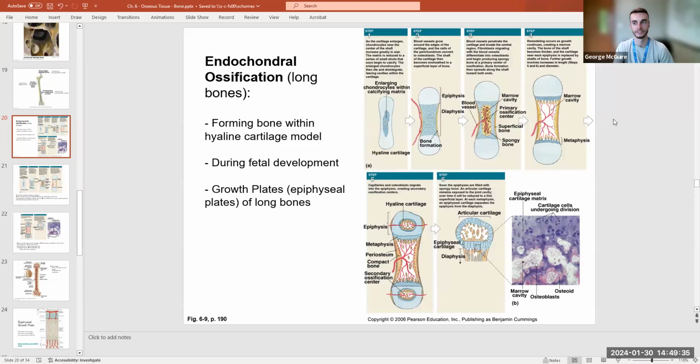The main point is that it has a cartilage model, and that this makes long bones, I'd say. And so beyond that, it's just getting into specifics, that the diaphysis forms first, creates the marrow cavity, and then penetrates into the epiphyses.